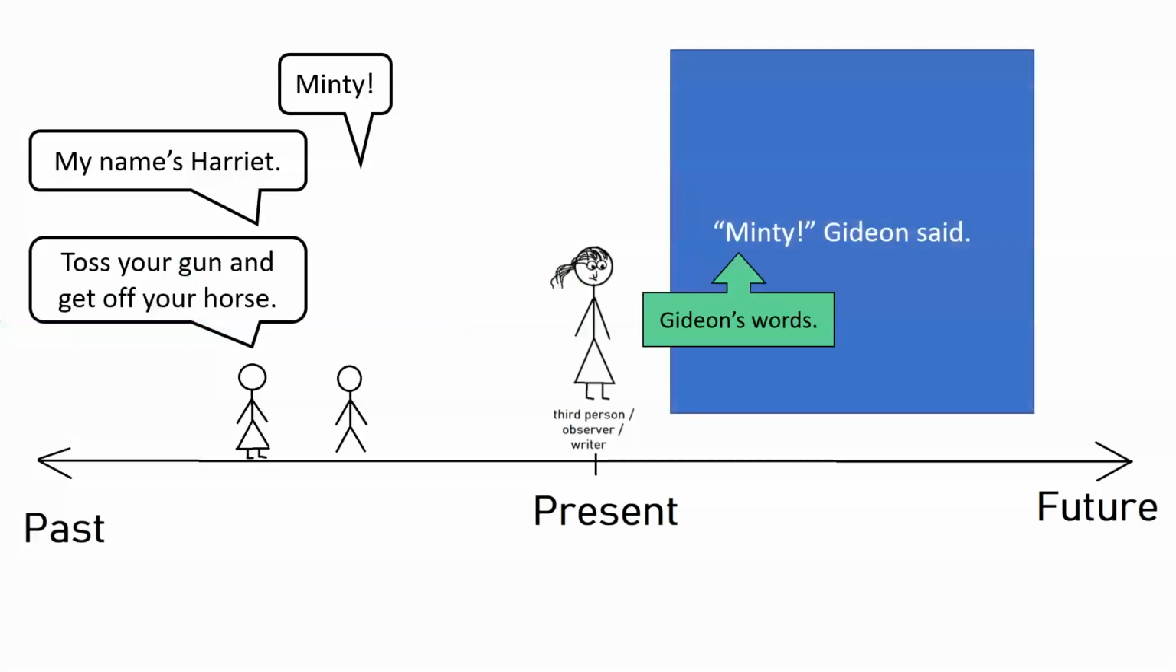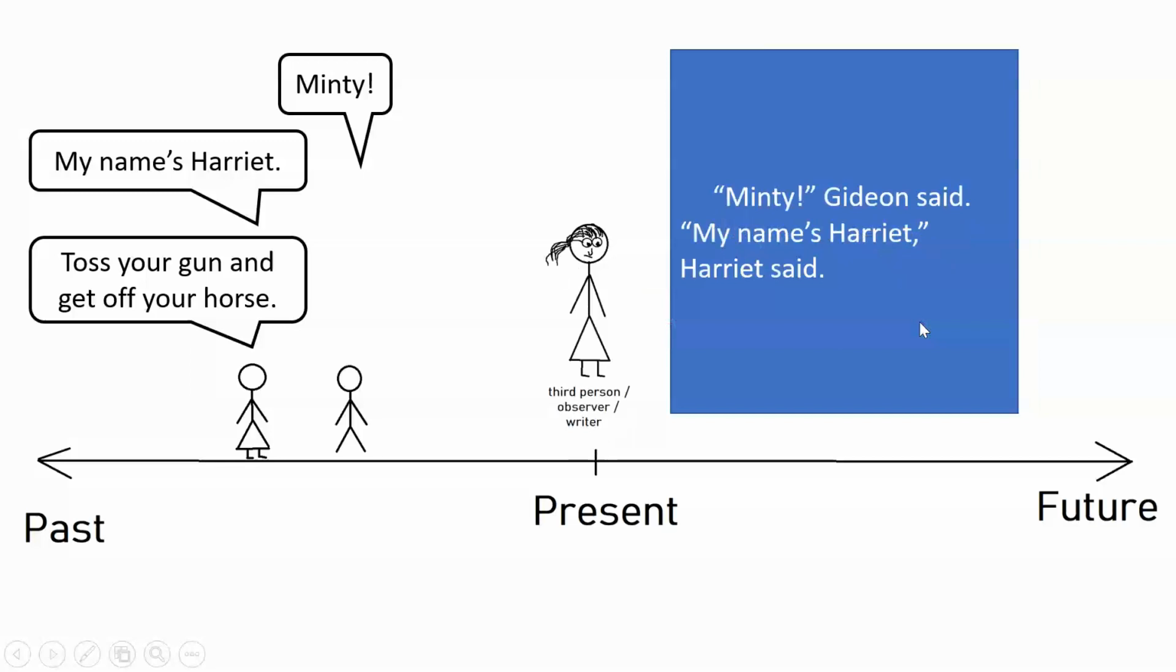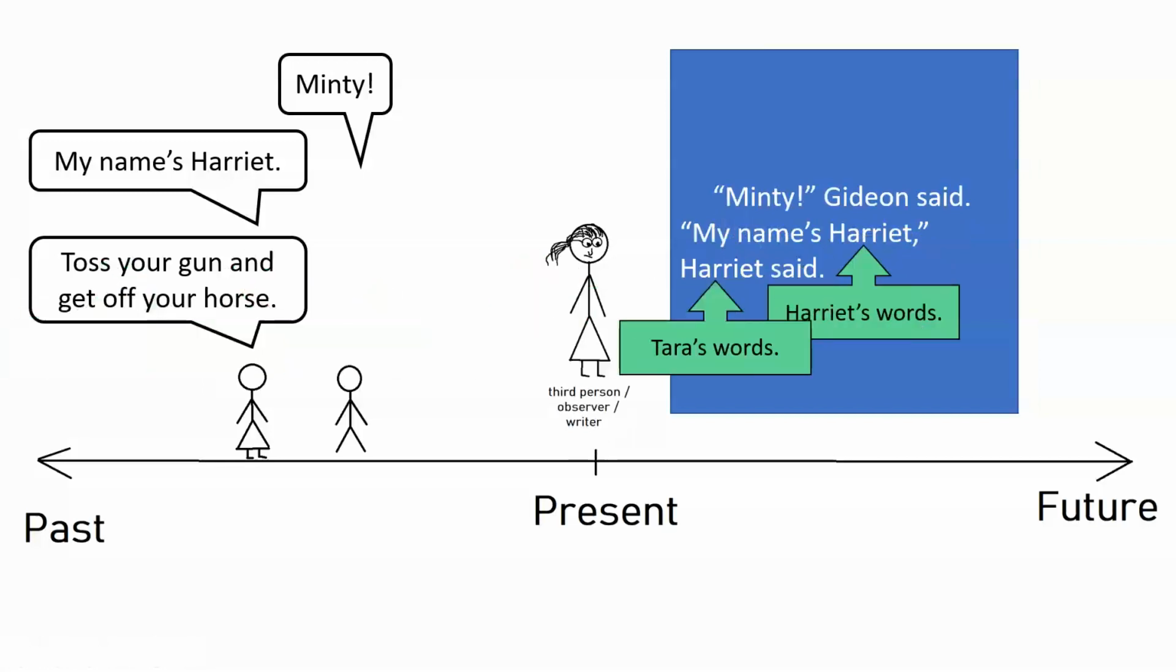And so I can write this. We already kind of showed this, but if I write this with quotation marks, I'll put it in quotation marks, "Minty!" And then Gideon said is out of the quotation marks. So this is Gideon's words and this is Tara's words. "My name's Harriet," Harriet said. So this in the quotation marks, this is Harriet's words, and Harriet said is Tara's words.